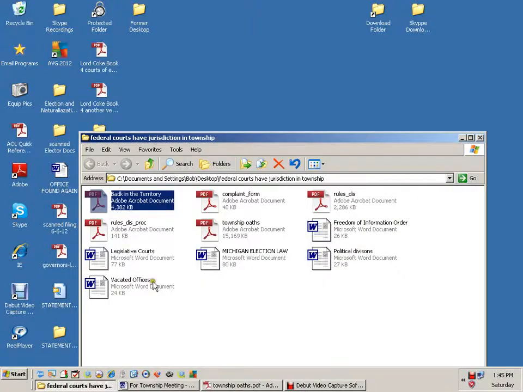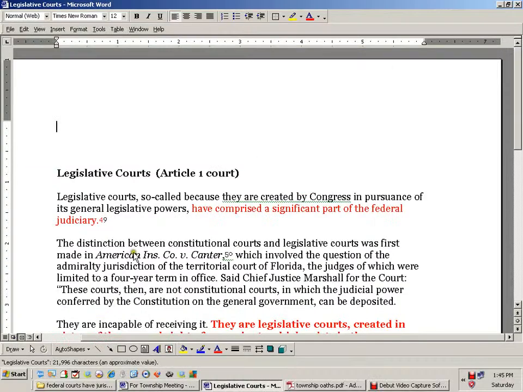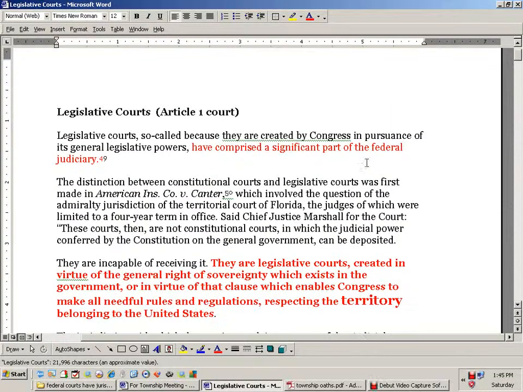And then, so this is the biggie. So here's really what I'm talking about. There's a certain kind of court. They're called legislative courts, Article 1 courts. These are courts set up by Article 1 of the U.S. Constitution. Legislative courts, so-called because they were created by Congress in pursuance of general legislative powers, have comprised a significant part of the federal judiciary.